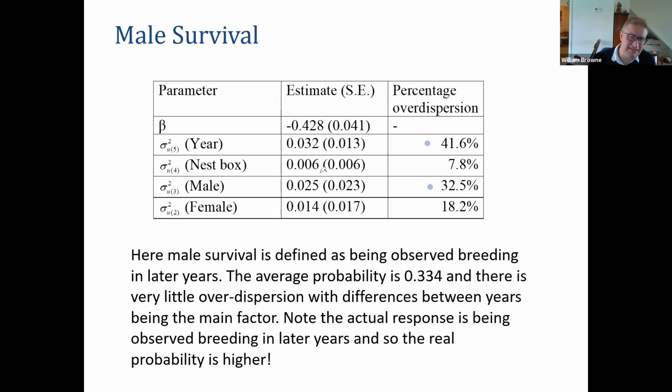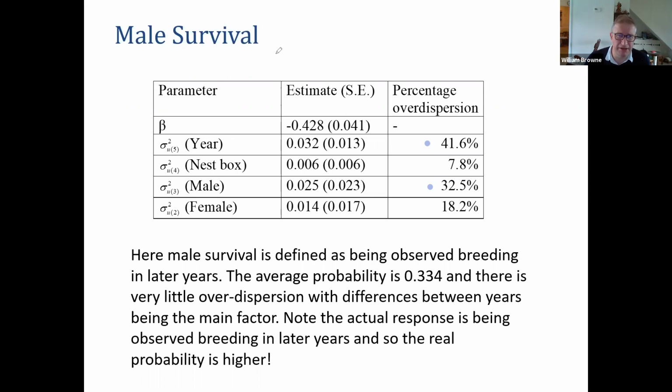And actually, these numbers are all very small. We're looking at percentages here, but there isn't much overdispersion. And here we're seeing the observed breeding in later years. So the real probability is probably a little bit higher. Okay, most birds that survive the next year, they'll be part of the breeding mix. Okay, but that's what we're seeing with this.